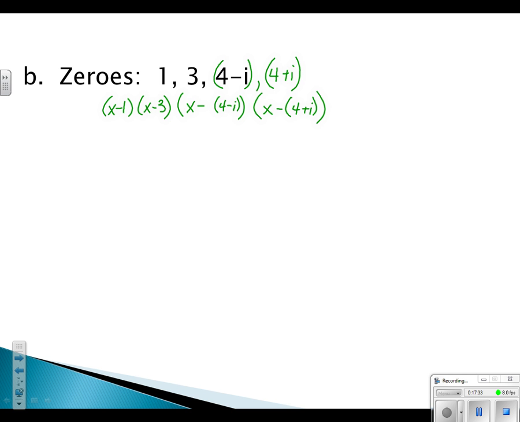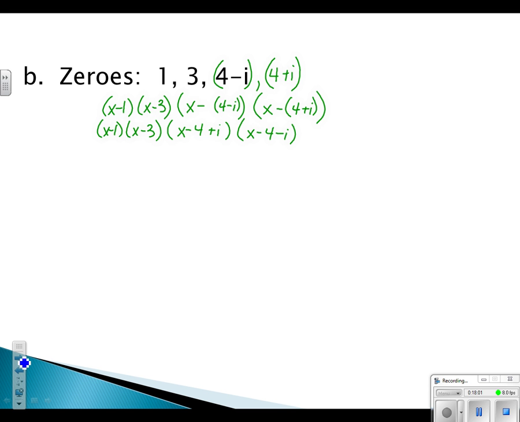Now that I have them written, I'm going to eliminate a couple of those parentheses before I start multiplying. So cleaning this one up a little bit, I have x minus 4 plus i. So I just got rid of my minus out in front of my parenthesis. I'm going to do the same thing over here. Take a couple of seconds just to look that through.